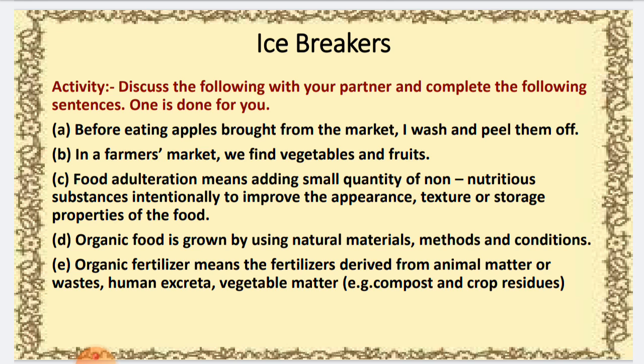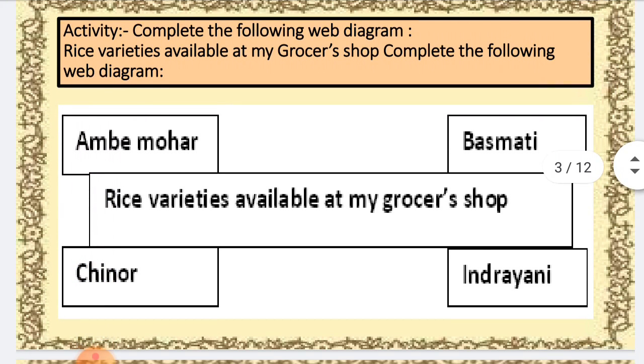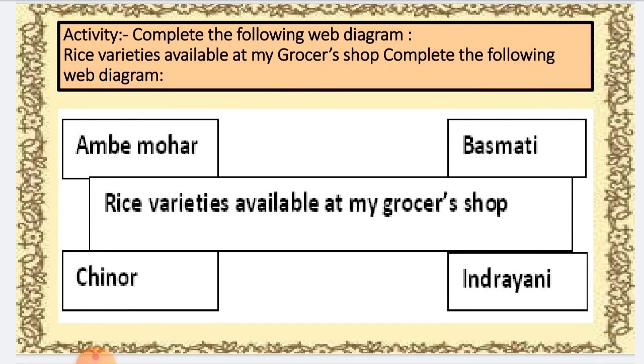Now let us discuss the second activity. Complete the following web diagram. Students, in the exam you will be given one incomplete diagram, and you are expected to complete it. Keep it in mind that when you are completing a web diagram, points should be brief, your answers should be brief. You are not expected to write the whole sentence in a box, only the point. So what diagram is given here? Rice varieties available at my grocer's shop.